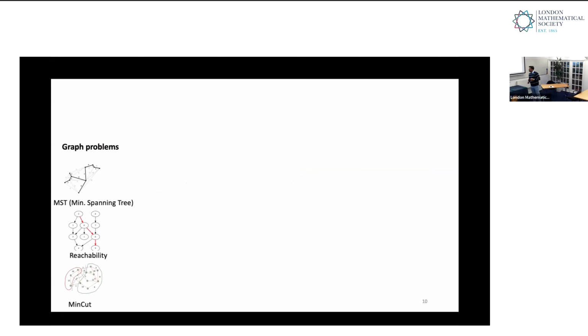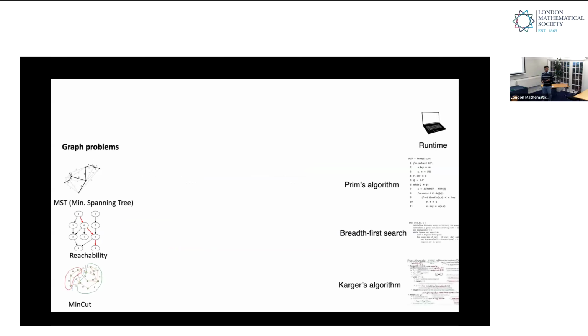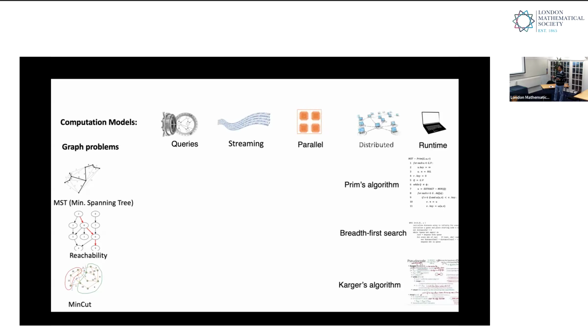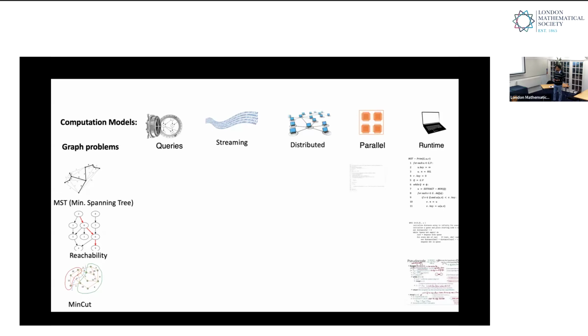So let's take an example like the minimum spanning tree, or the reachability problem, or the min cut problem. We know of good sequential algorithms or unit cost RAM algorithms for them, right? So for minimum spanning tree, you can use Prim's algorithm. For reachability, you can use a BFS kind of algorithm, or for min cut, you can use Karger's algorithm. These are all well-known algorithms, but they are optimizing runtime. So when you have different computational models, these algorithms might not be optimal for that.